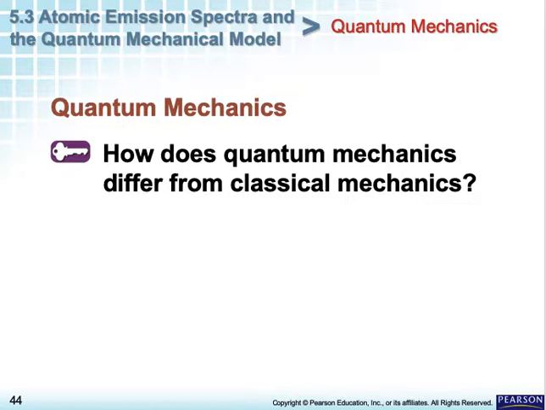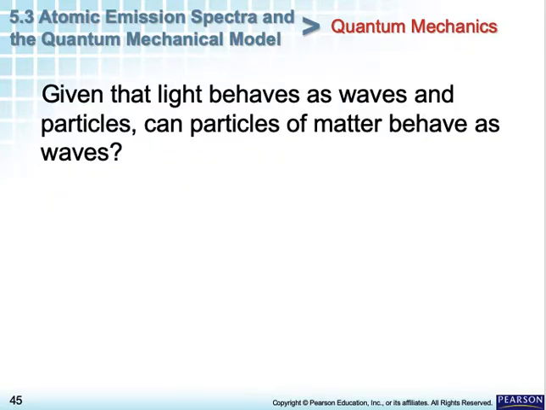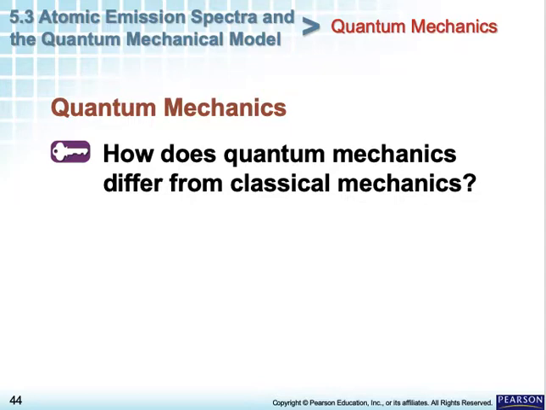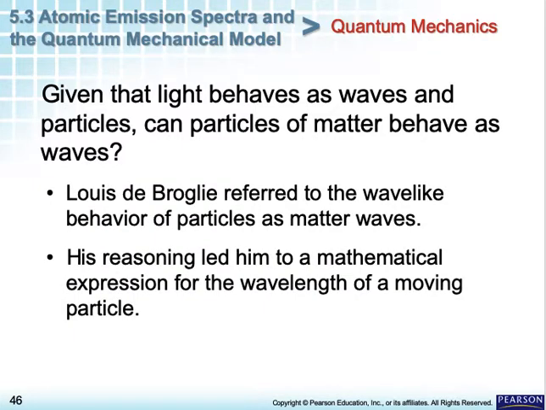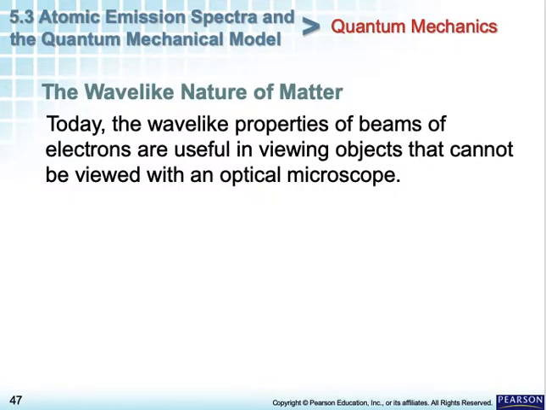How does quantum mechanics differ from classical mechanics? Well, classical mechanics can't really describe how electrons are being transferred and how those emission spectra are working. Given that light behaves as waves and particles, can particles of matter behave as waves? That's a good question, isn't it? Louis de Broglie referred to the wave-like particles of matter as waves. His reasoning led him to a mathematical expression for the wavelength of a moving particle. Interesting. You're not going to have to know it, though.